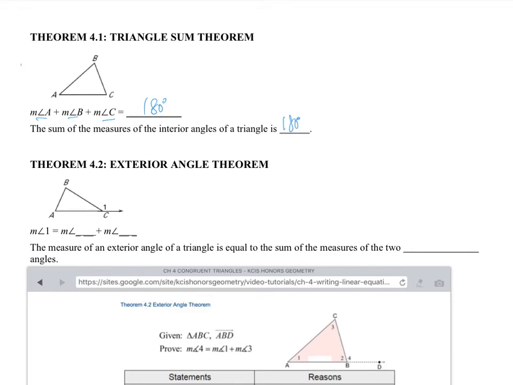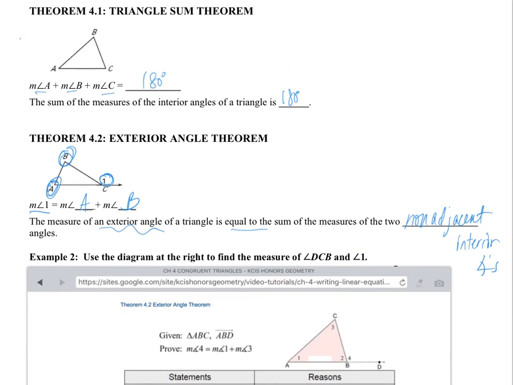And theorem 4.2, called the exterior angle theorem, states that the measure of an exterior angle, so we have angle 1 here, of a triangle is equal to the sum of the measures of the two non-adjacent interior angles. So we're talking about angle A and angle B here. So measure angle 1 is equal to measure angle A plus measure angle B. And here I have a proof.